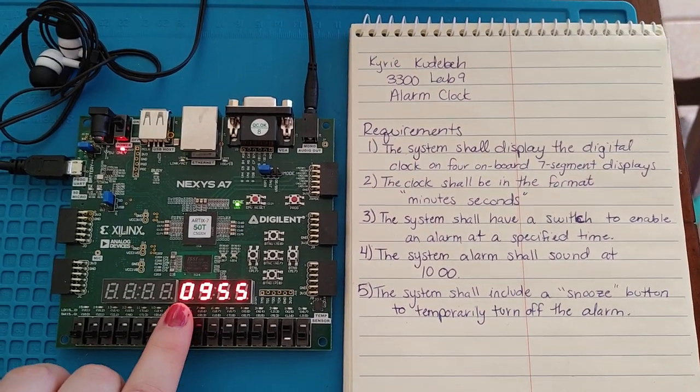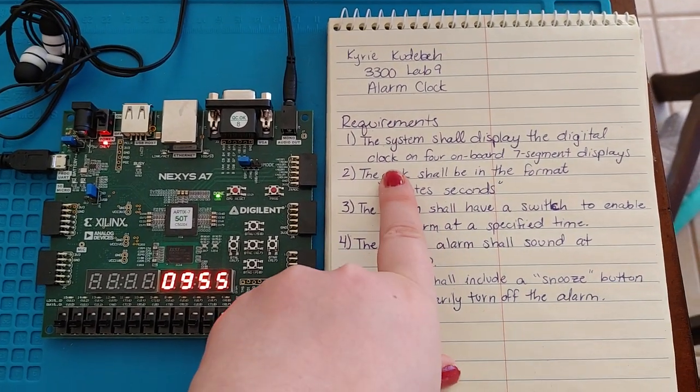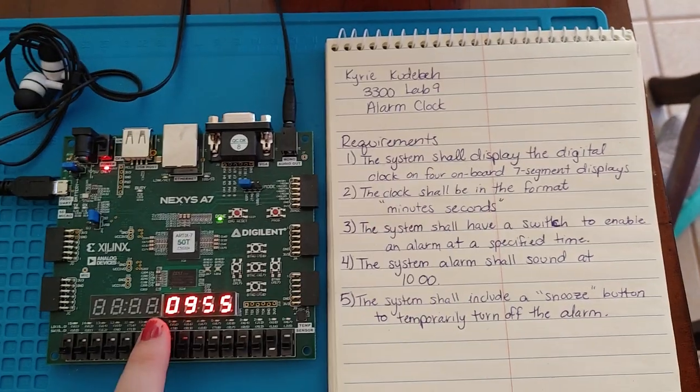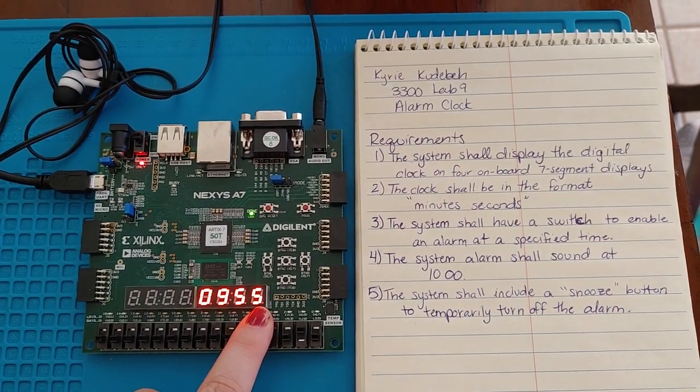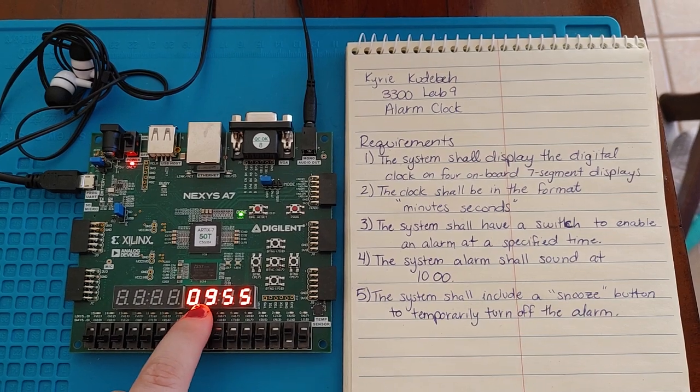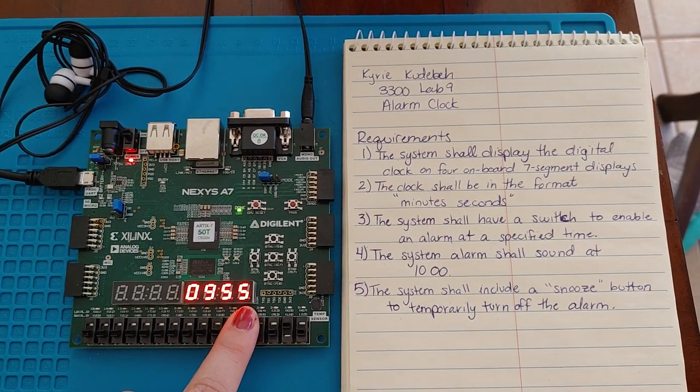I have a clock set. My first requirement here is that my clock should be displayed with four 7-segment displays on board, and it should be in the format of minutes and then seconds. So those are the first two requirements here.